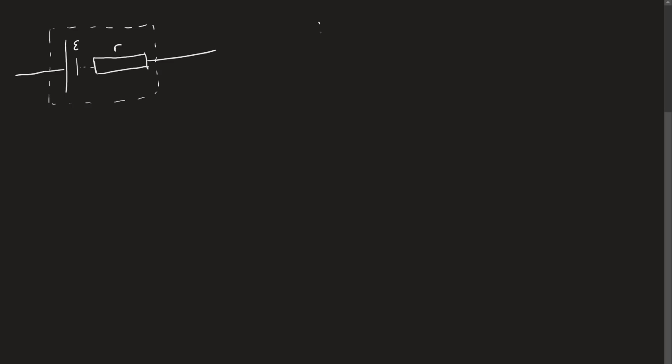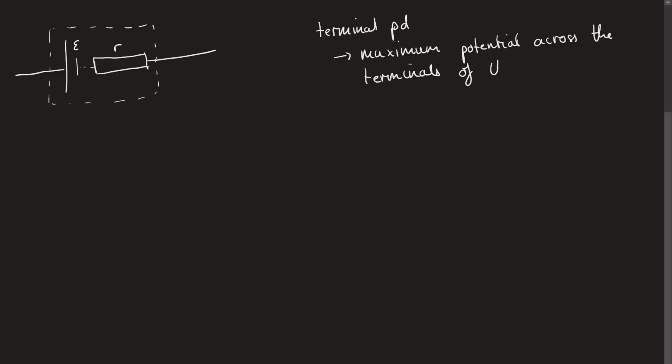So the terminal PD we would call the maximum potential across the terminals of the battery, but it's only when a current is flowing. If we didn't have a current flowing through the battery, then we don't have any electrons moving, and therefore we have no collisions, and therefore we don't have any resistance.